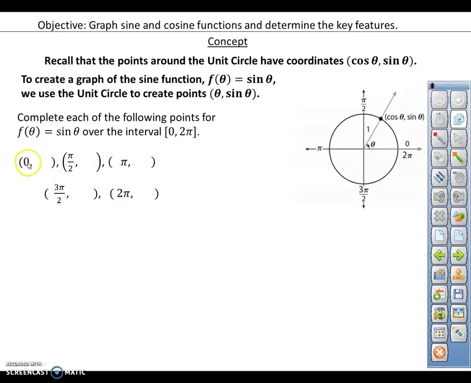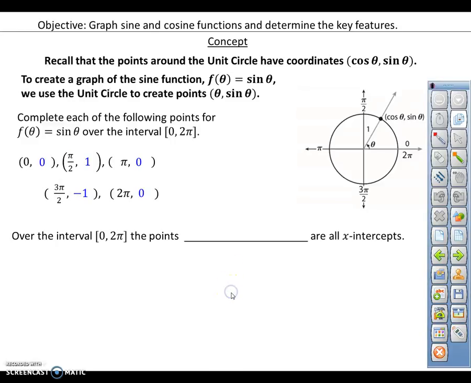So at 0 radians, we know that our sine value would be 0, the y-coordinate. At pi over 2, we know our sine value is 1. At pi radians, we know our sine value is again 0. At 3 pi over 2 radians, our sine value is negative 1. And at 2 pi radians, our sine value is again 0. These 5 points are the main ones that we use to graph transformations of sine functions.